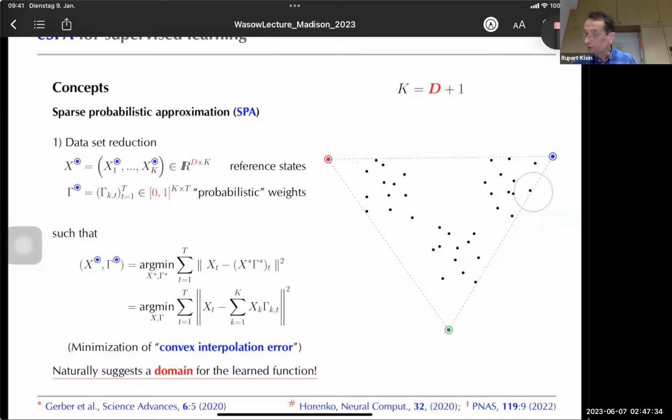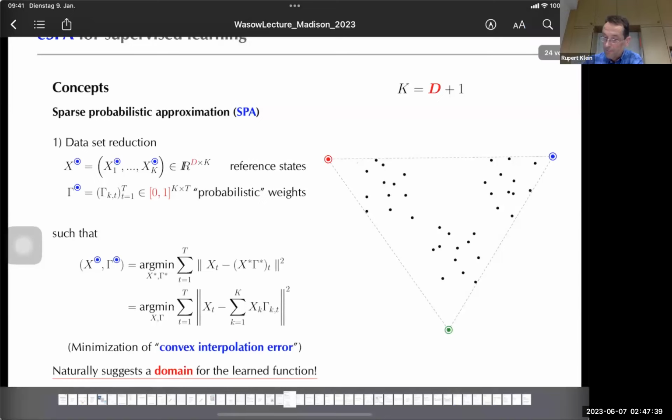We do the sparse probabilistic approximation here. And what does it do? Basically, it says, I want to introduce reference points. Those are the colored circled points in this picture. Reference points and probabilistic weights that sum up to unity for any given time over K, such that I can approximate any data point by a sum of probabilistic weight times a reference point.